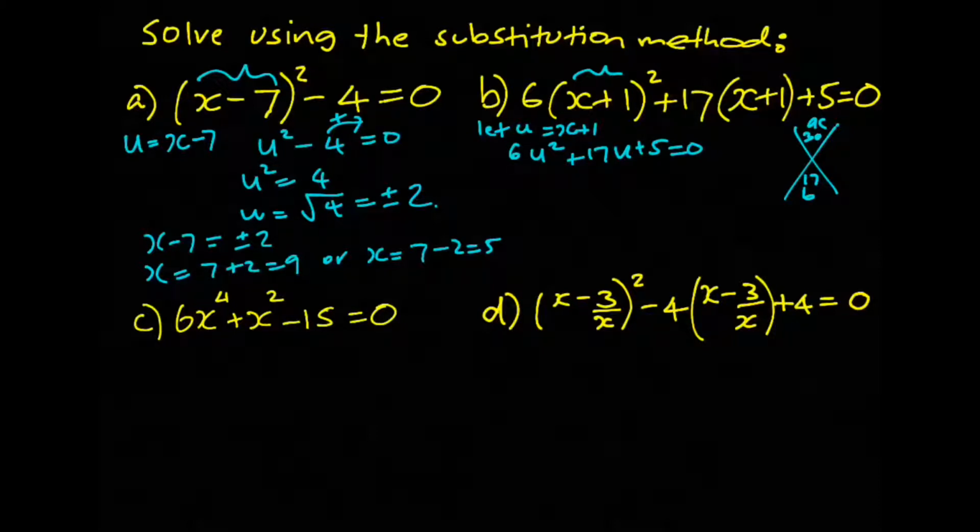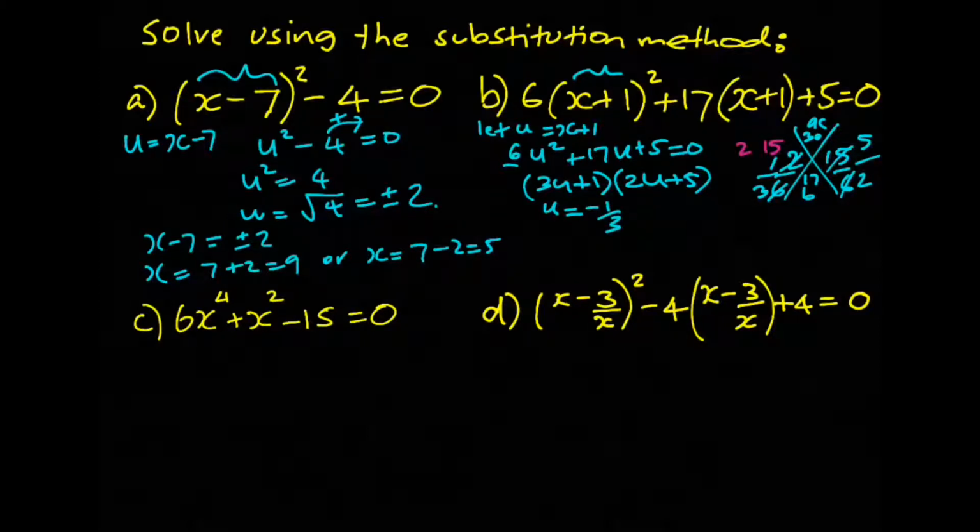This one's pretty easy to work out. The two numbers are 2 and 15. So we write 2 in here and 15, but we've got to divide by 6 on both sides, and then factor it down. It's 1 on 3, 5 on 2. So we've got 3u plus 1 times 2u plus 5. So u equals negative a third, or u equals negative 5 on 2.